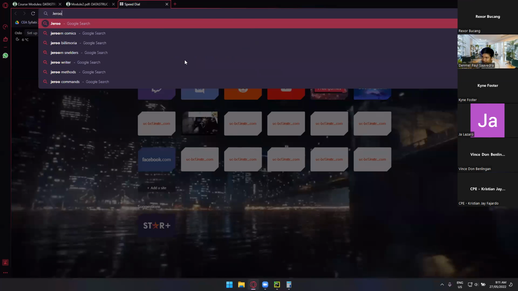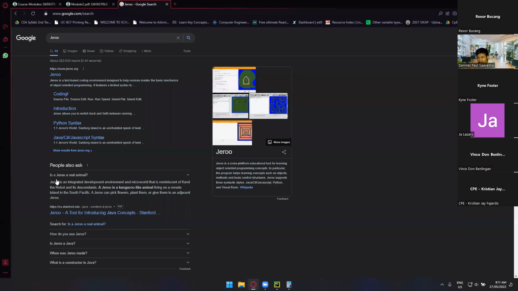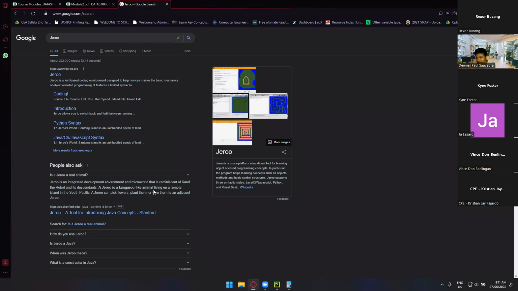Because yesterday I searched what a 0 is, and it says here that 0 is an integrated development environment and micro world that is reminiscent of Karel the robot and its descendants. So a 0 is kangaroo-like, which is true. It's a kangaroo-like animal living on a remote island in the South Pacific. A 0 can pick flowers, plant them, or give them to an adjacent 0.